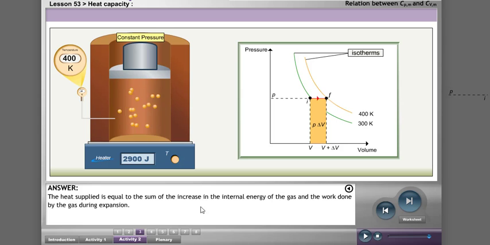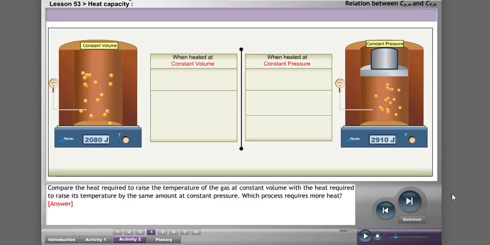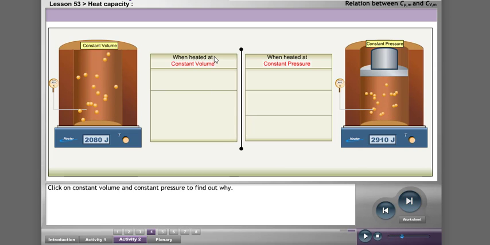Compare the heat required to raise the temperature of the gas at constant volume with the heat required to raise its temperature by the same amount at constant pressure. Which process requires more heat? Answer: more heat is required when the gas is heated at constant pressure. Click on constant volume and constant pressure to find out why.